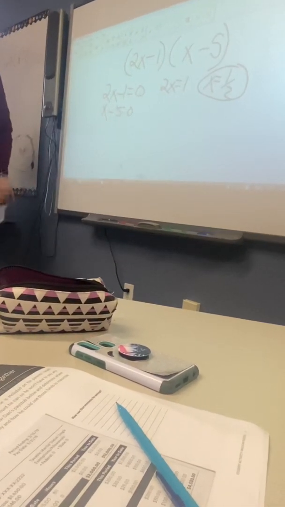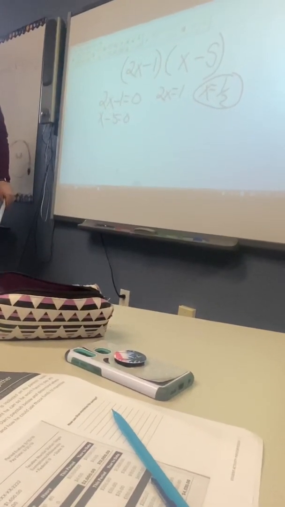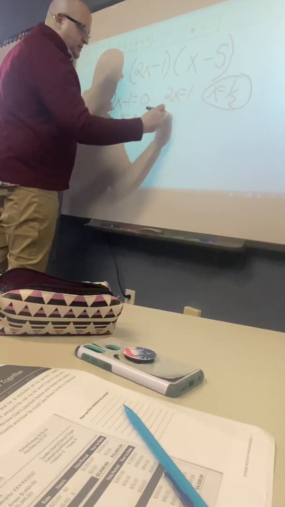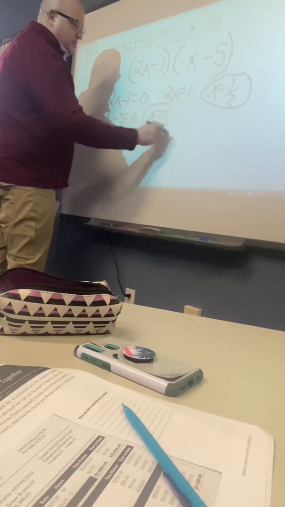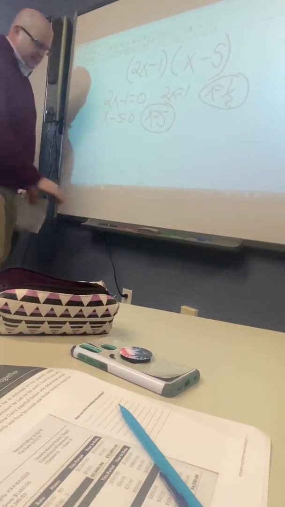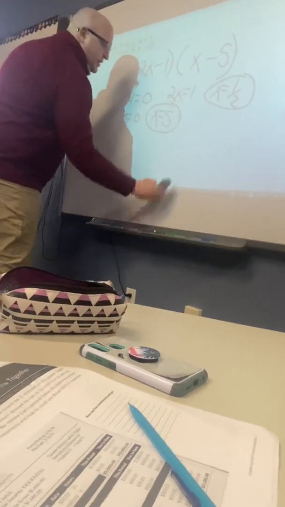All right, now we're on to our second equation. How do we get rid of the minus 5? We add 5 to both sides. So x equals 5 is the second answer. 2 answers. All right, let's try another one.